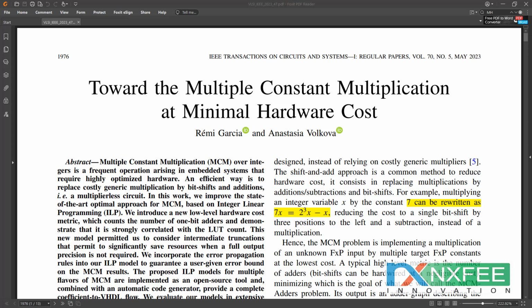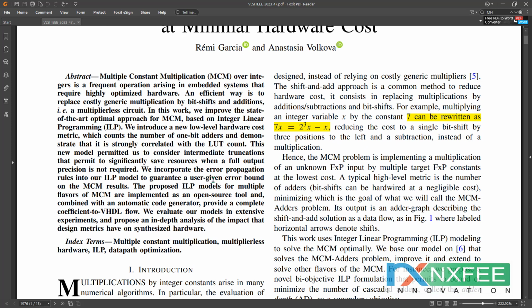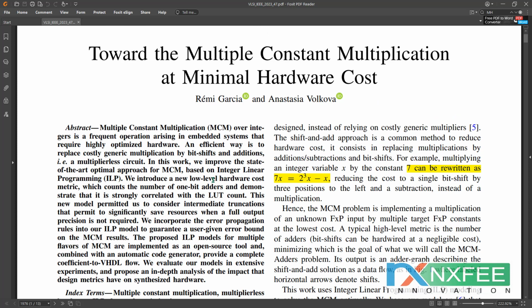Now we can verify the base paper. This base paper is fully designed for multiple constant multiplications with a minimal hardware cost. For minimal hardware cost, we develop a novel architecture for each and every coefficient of the FIR filter design. That is called multiple constant multiplications.